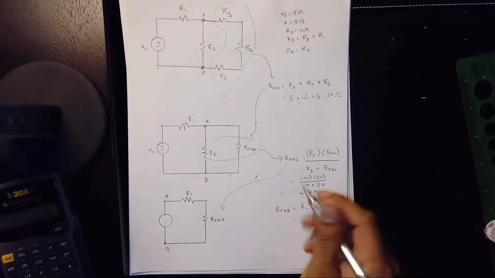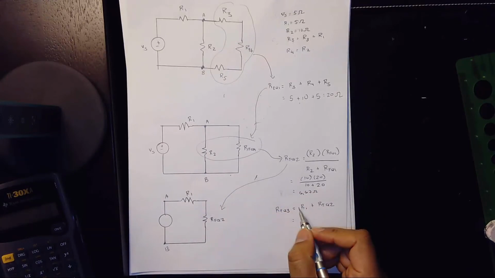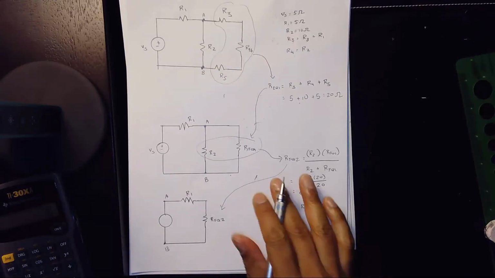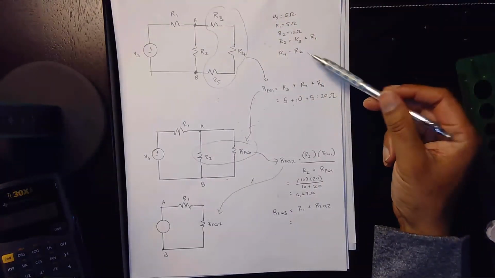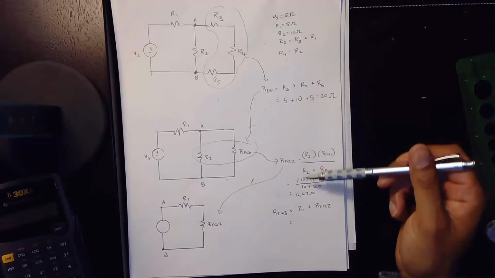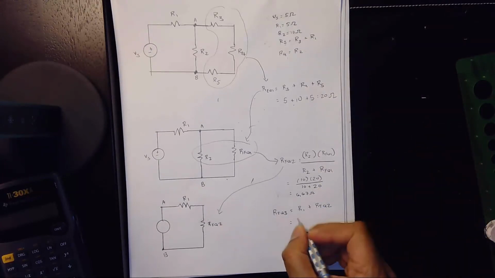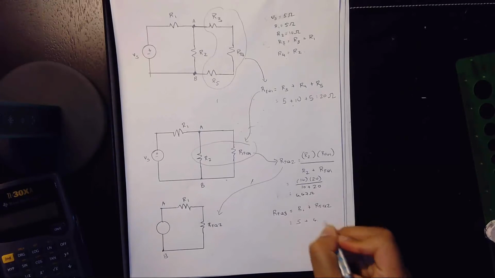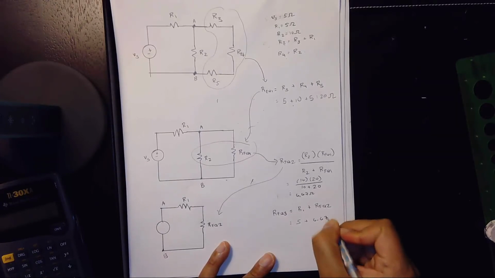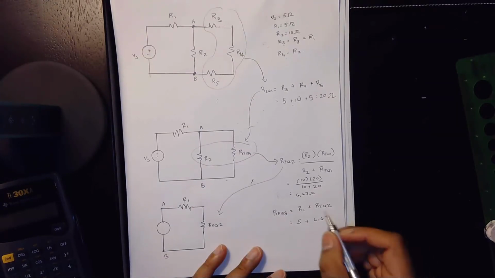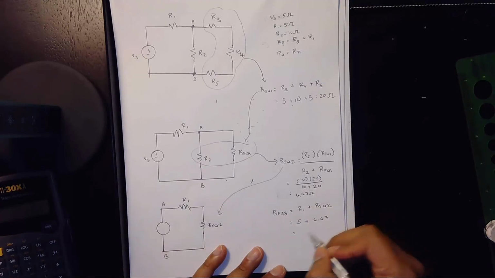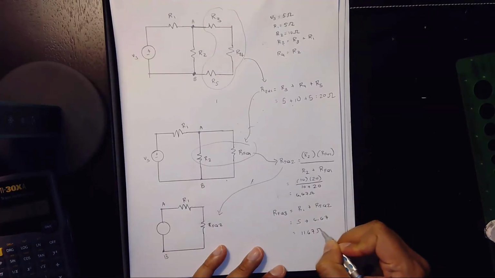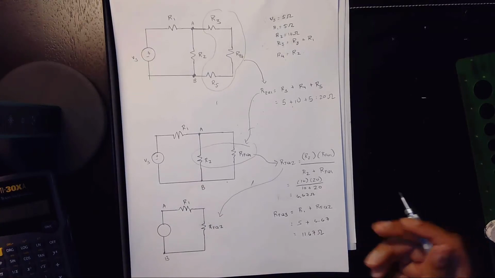6.67 is REQ2. So what we do now is say, okay, REQ3 is R1, sorry, let me go back here real quick. R1, which is 5, plus REQ2, which is 6.67. So 5 plus 6.67. This stuff is not hard if you keep track of everything you do. 5 plus 6.67 is 11.67 ohms. What do we do from here?